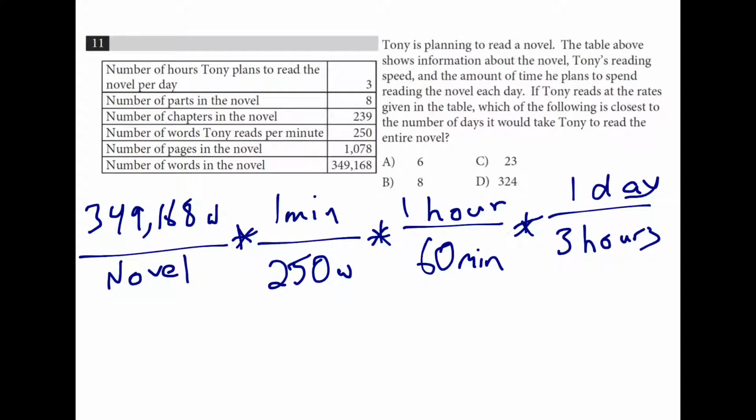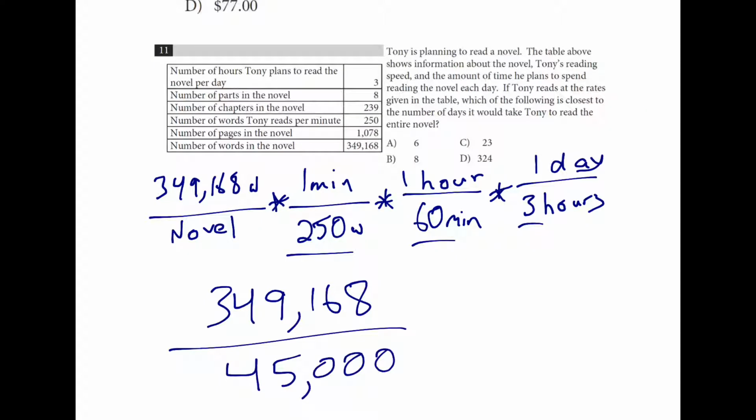If we walk through these conversions step by step, we know there are 349,168 words in the novel. And to cancel out this unit, words, it starts out on top, so we want it to be on the bottom. And we're going to use this ratio of how many words are read in 1 minute. And we know how many minutes there are in an hour. And we know that Tony reads 3 hours in 1 day. If I multiply these three values on the bottom, 250, 60, and 3, I get 45,000. And if I divide 349,168 by this 45,000, I get about 7.76, which is closest to B, 8 days.